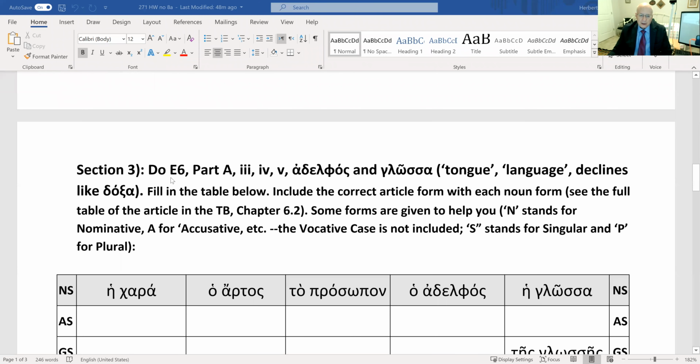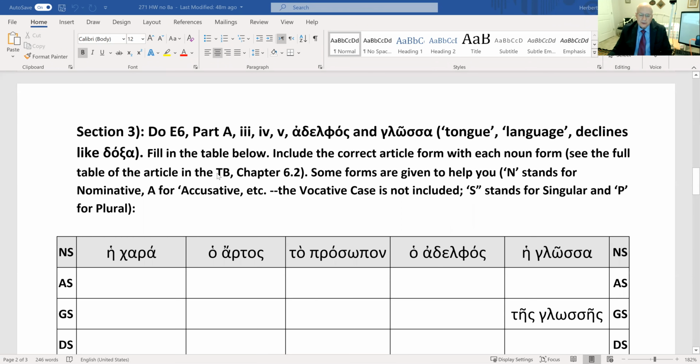But in your homework, I'm also asking you to learn now chapter 6. And the first thing I'm asking you to do is to decline some new nouns. And you'll notice here we have some nouns that we know. Ho artos, bread. To prosopon, the face. Sorry, the bread, the face.